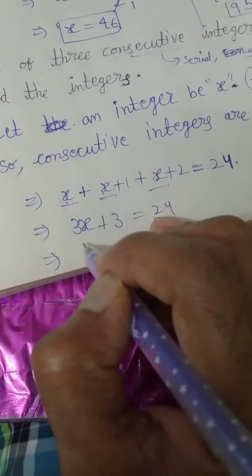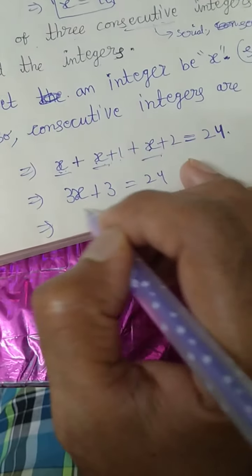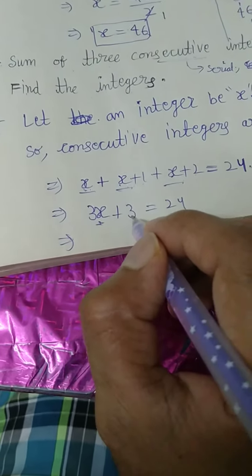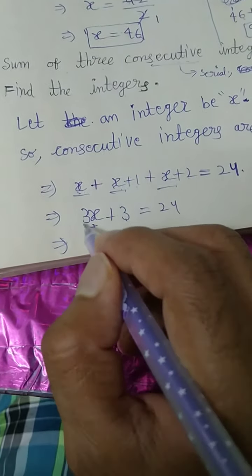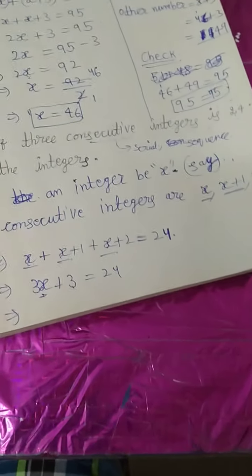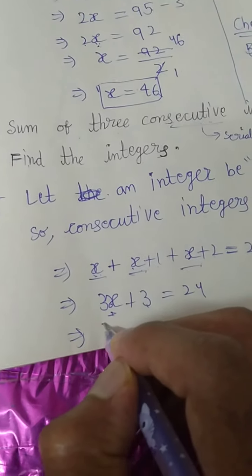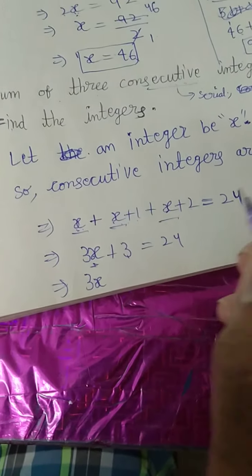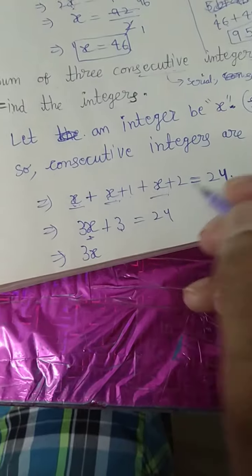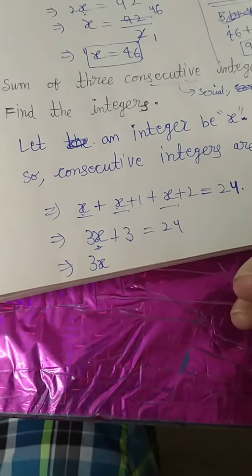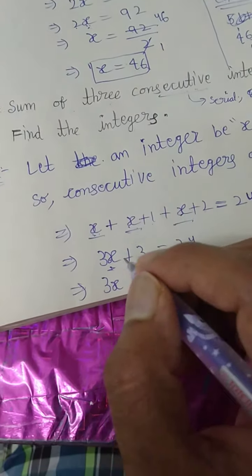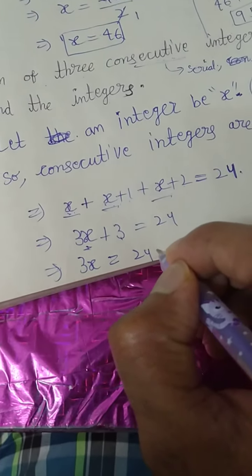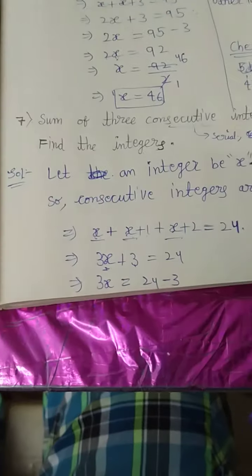Now here we got an equation. To find x, what do we have to do? We should transpose the 3 to the other side. First, 3x: transpose plus 3 to the RHS. Plus 3 will become minus 3. I think you are understanding, children. So 3x is equal to 24 minus 3. I think you have understood.